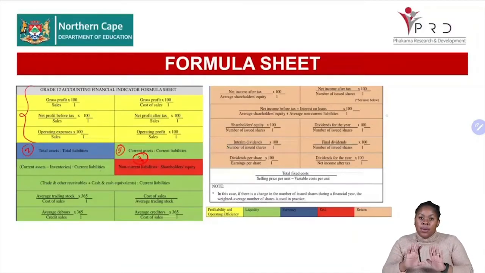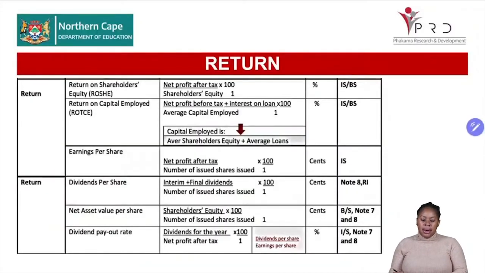So it means that while you're studying, you need to make sure that you have a formula sheet in front of you and you quickly label it. All right. So that you know which formula to use every time you have to calculate a particular indicator. All right. Now, today we're going to look at the return aspect because we've covered the other 3 in the previous lesson.